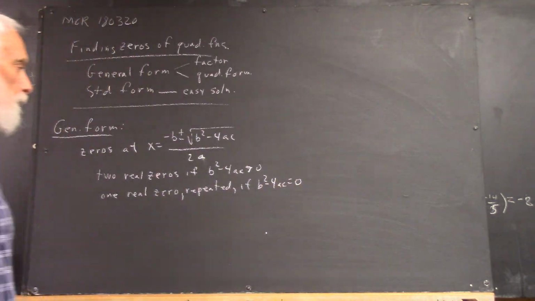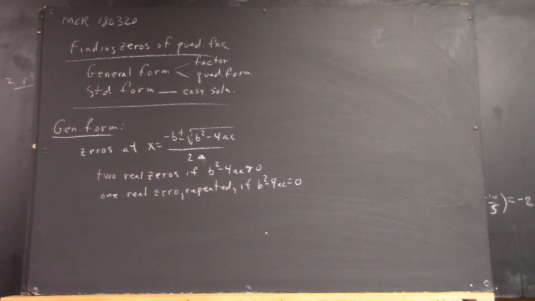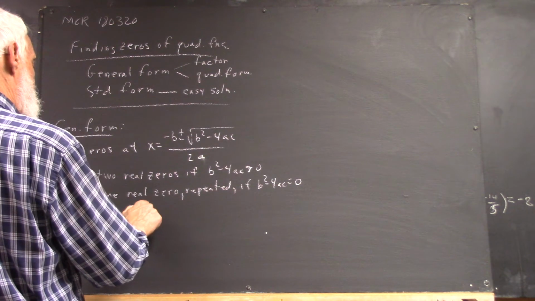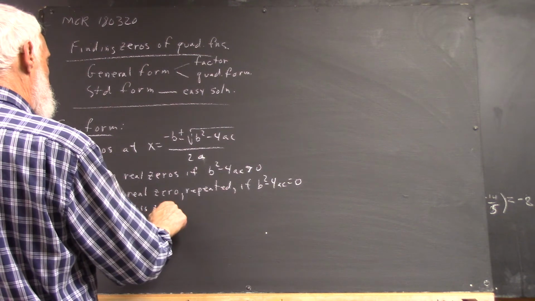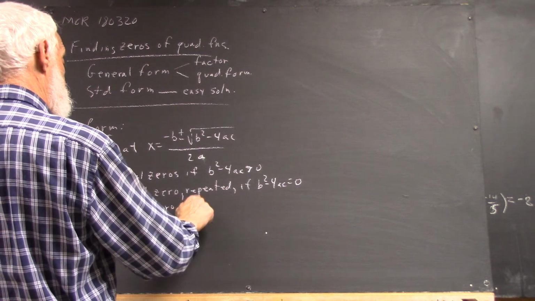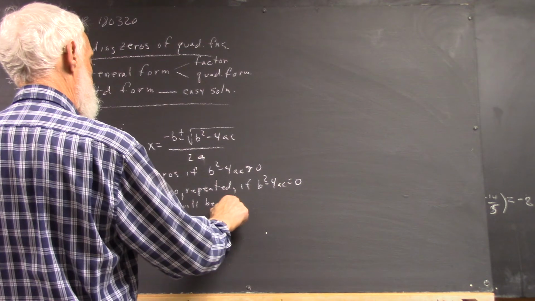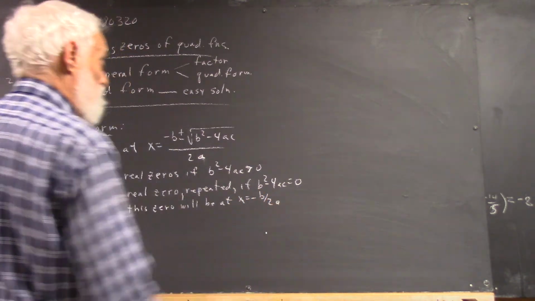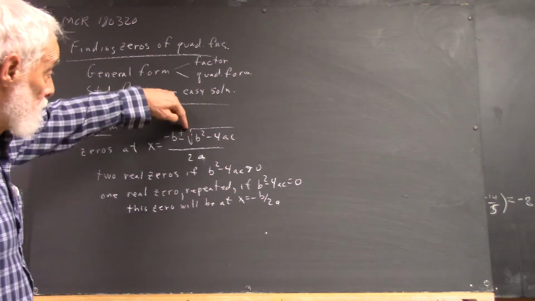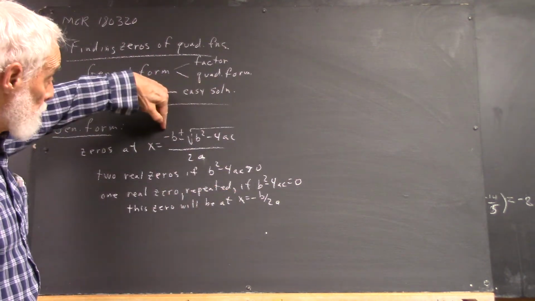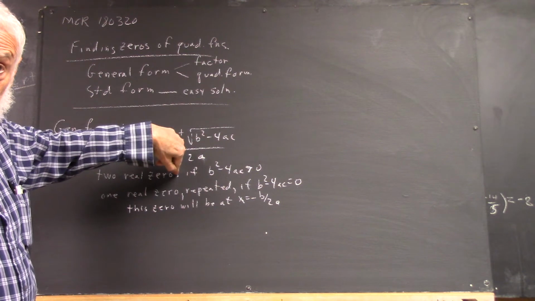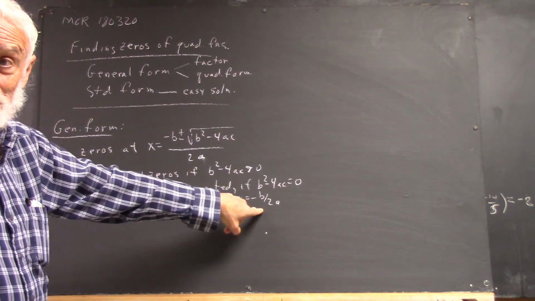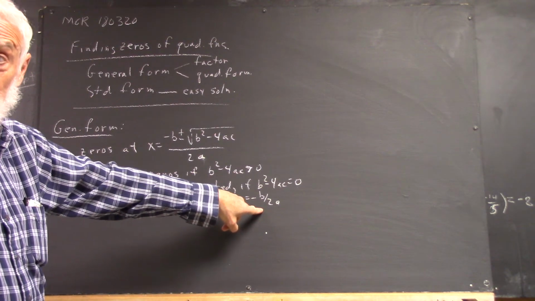If b squared minus 4ac equals 0, you only get one real zero. And that's going to be negative b over 2a. Because, of course, if this is 0, all you're left with is negative b over 2a. And in that case, your zero is on the axis of symmetry.